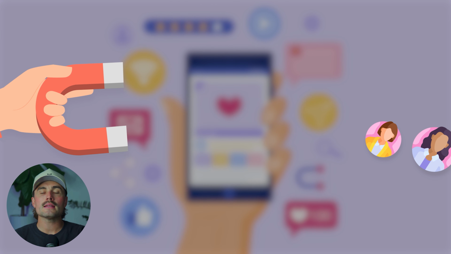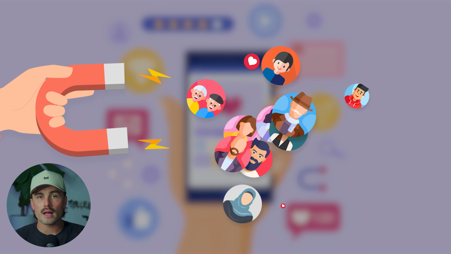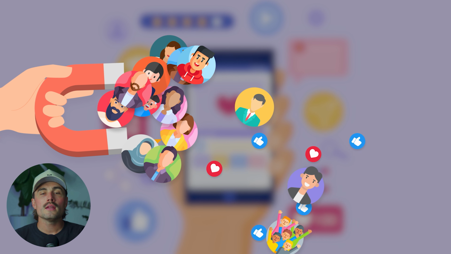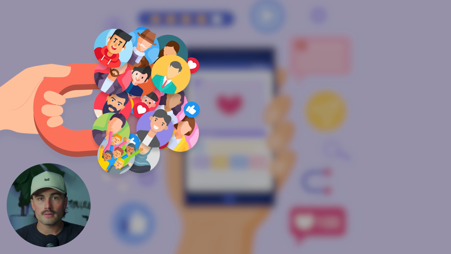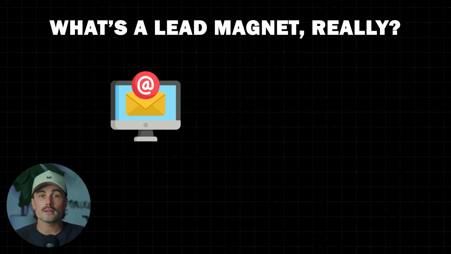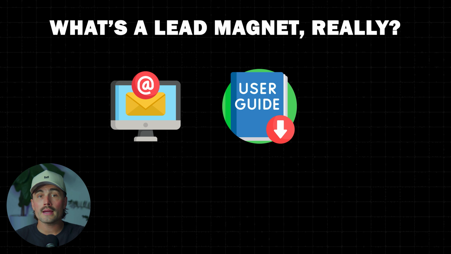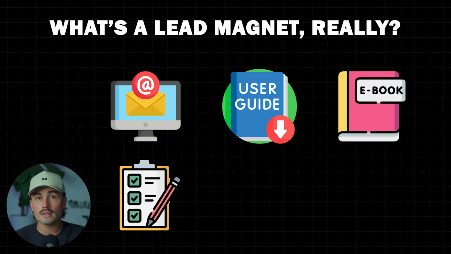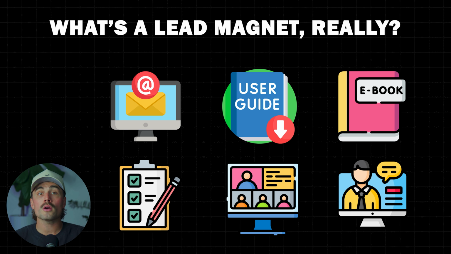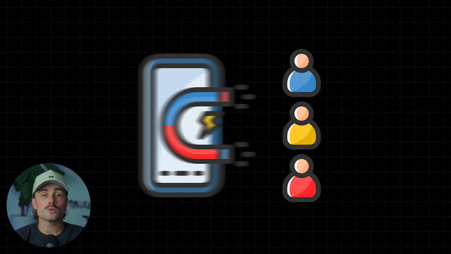So a lead magnet is basically a free piece of value, something that you give away in exchange for someone's contact info. Most of the time that's an email address. It could be a downloadable guide, an ebook, a checklist, a short course, a webinar replay, really anything that's useful enough for someone to hand over their details. The whole goal is simple: turn a cold visitor into a warm lead.